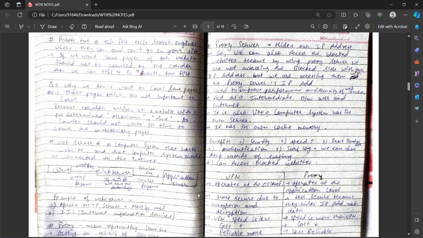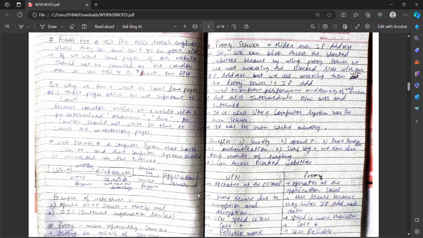This IP address is basically a logical address that can be changed with the help of location. If you change your location, then your IP address will change. So we are considering the example that your IP address is blocked, like a particular website has blocked a particular location of IP address. If you are in that location, you can't access that website.